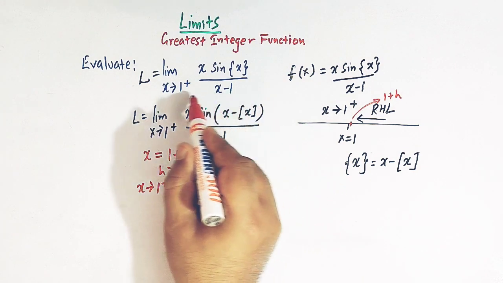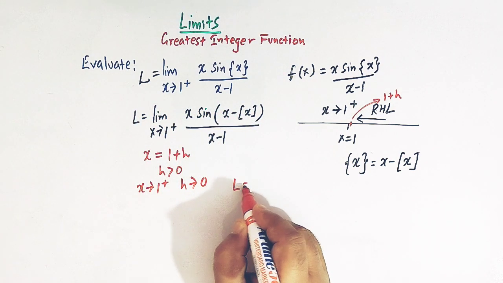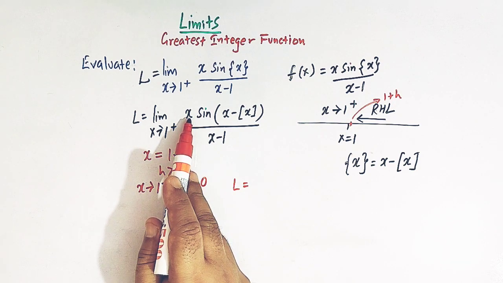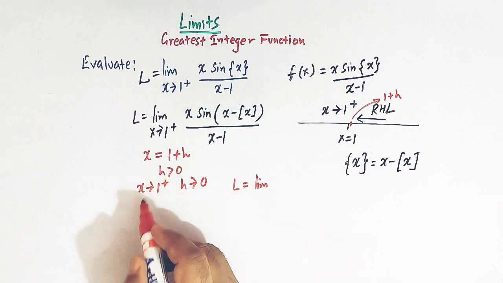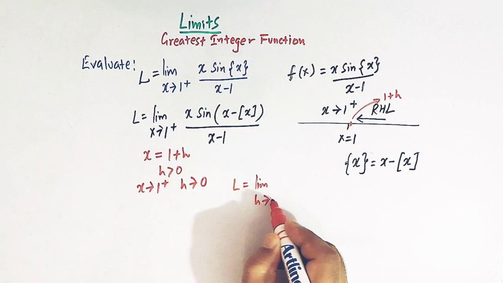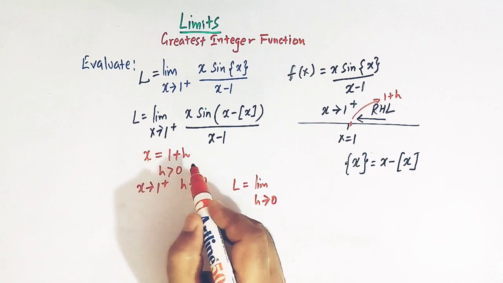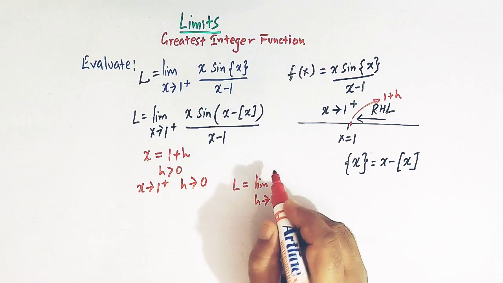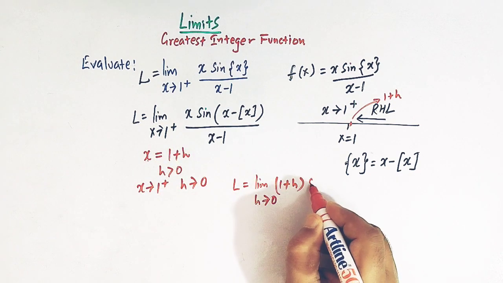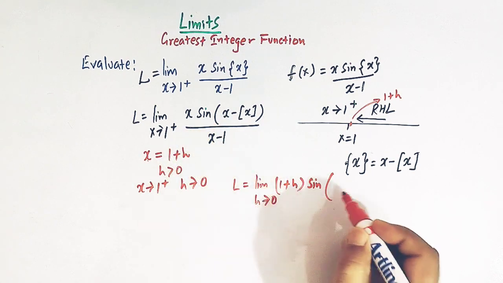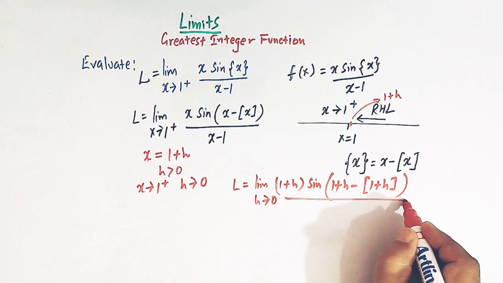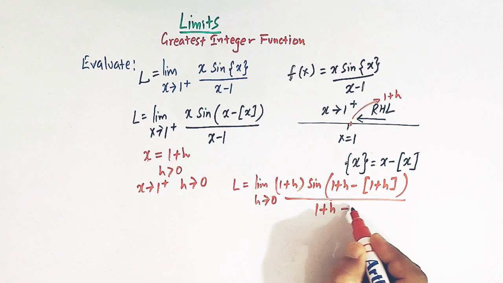Our aim is to convert this limit L in terms of h by substituting x is equal to 1 plus h. So we have limit h tends to 0, since when x tends to 1, h tends to 0. Now we have 1 plus h, then sine of 1 plus h minus greatest integer of 1 plus h, and in the denominator 1 plus h minus 1.